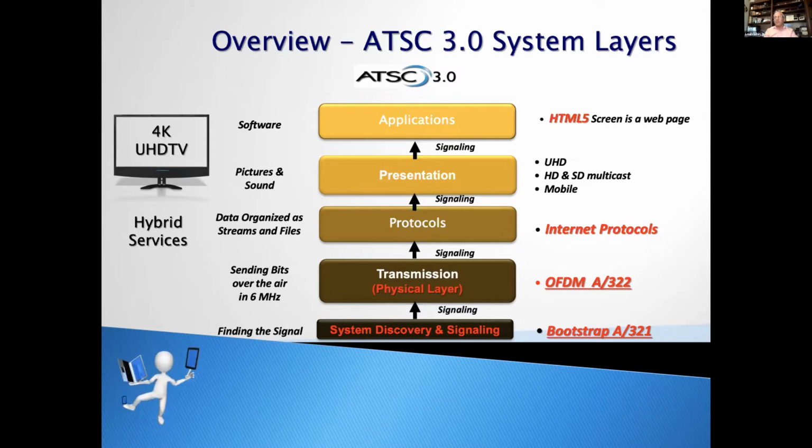And then we have the system discovery and signaling. Don't forget about the bootstrap. It's actually my favorite part. That's how you find the signal. So there's a lot with ATSC 3.0, and it's really important. One of the most complex parts of selecting the ATSC 3.0 parameters is the trade-offs for the selectable controls. That's really what I'm going to focus on.